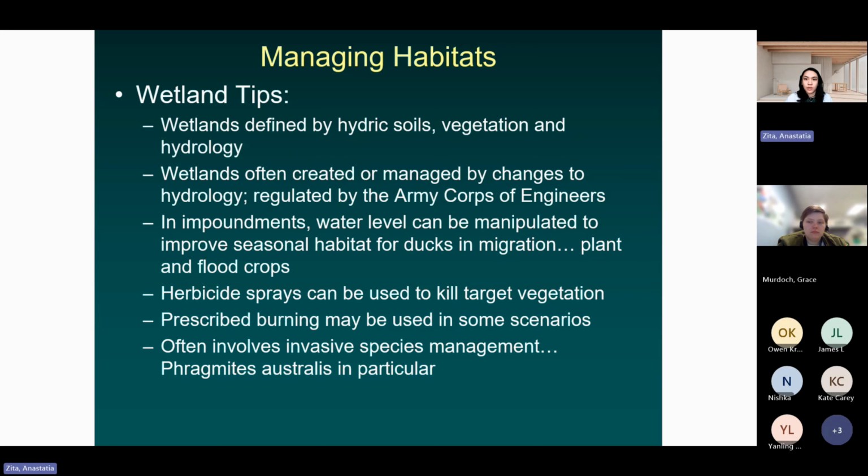Wetlands are defined by their hydric soils, vegetation, and hydrology. Wetlands are often created or managed through changes to the water flow, and they're regulated by the Army Corps of Engineers. In wetland impoundments, the water level can be manipulated to improve seasonal habitat for ducks during migration, which can involve planting and flooding crops. To manage unwanted vegetation, herbicide sprays can be used, while prescribed burning can also be used in some situations.